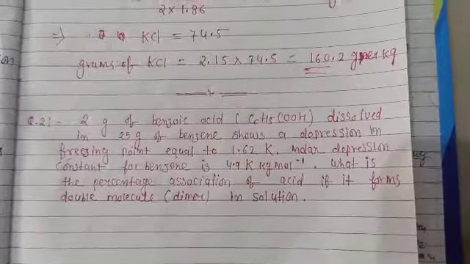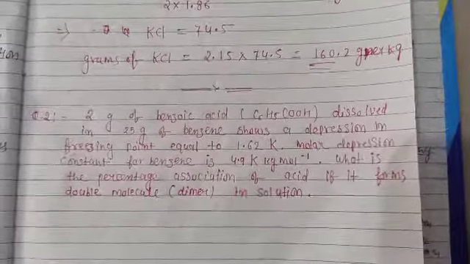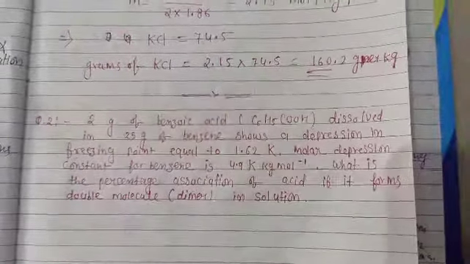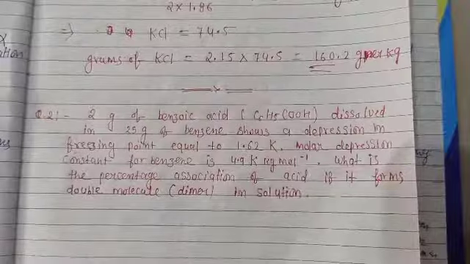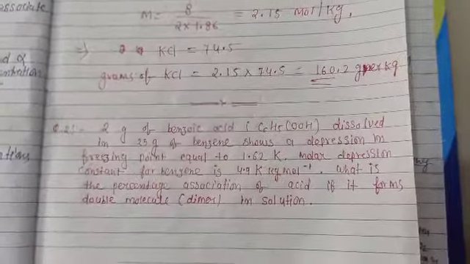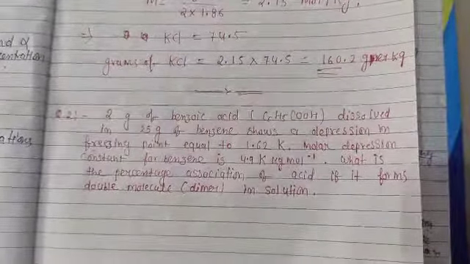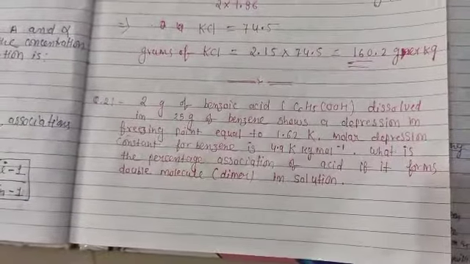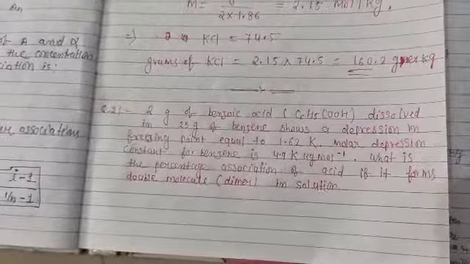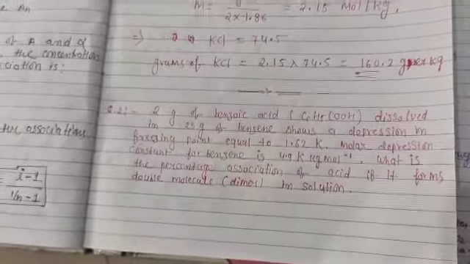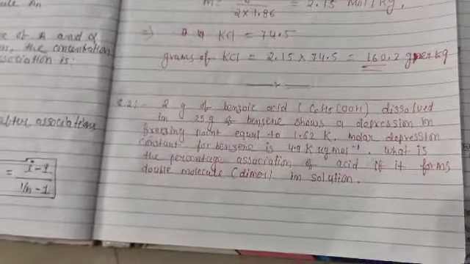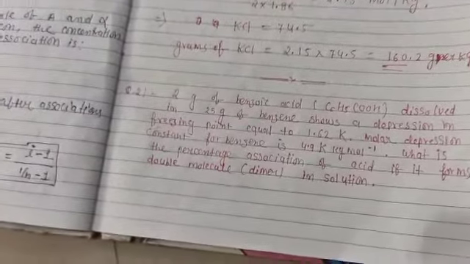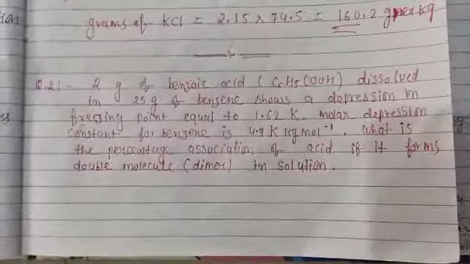Next question is: 2 gram of benzoic acid is dissolved in 25 gram of benzene. A depression in freezing point equals 1.62. Molar depression constant for benzene is 4.9 Kelvin kilogram mole inverse. What is the percentage association of the acid if it forms double molecules? Double molecules means dimer in the solution.